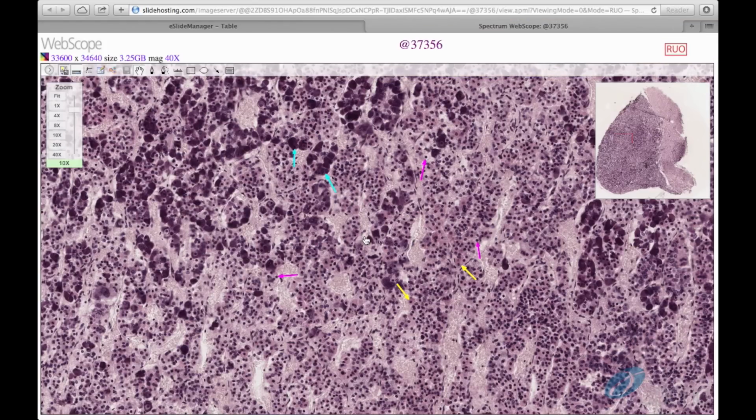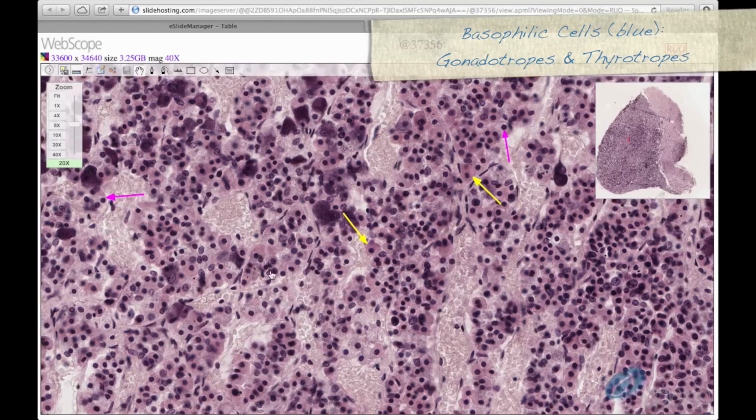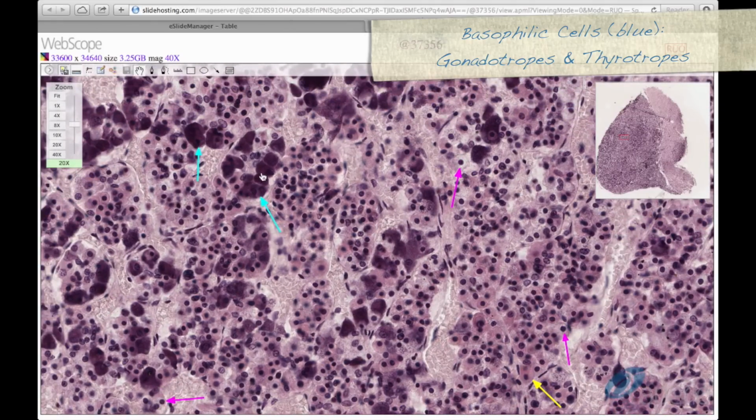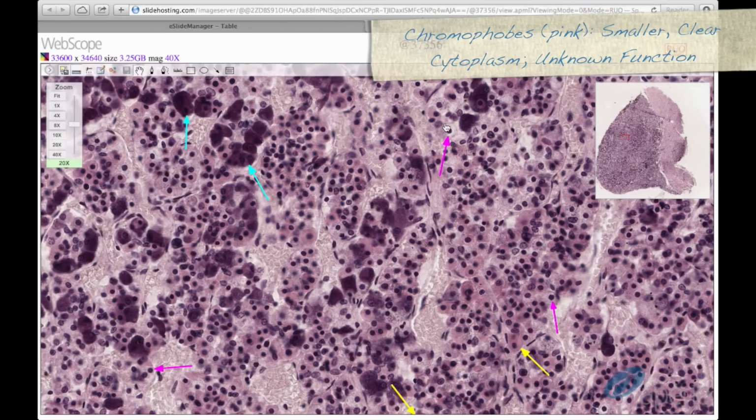I have indicated several of the acidophilic cells with yellow arrows. Cells that stain acidophilic include the somatotropes, lactotropes, and corticotropes. You can also see some basophilic cells, which are indicated by the light blue arrows. The cells that stain basophilic include gonadotropes and thyrotropes. I have also indicated a few chromophobes with pink arrows. These cells are typically smaller, with cytoplasm that does not stain well. The function of these cells is not well understood.